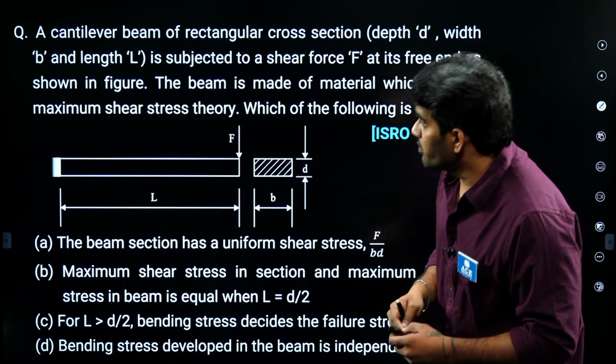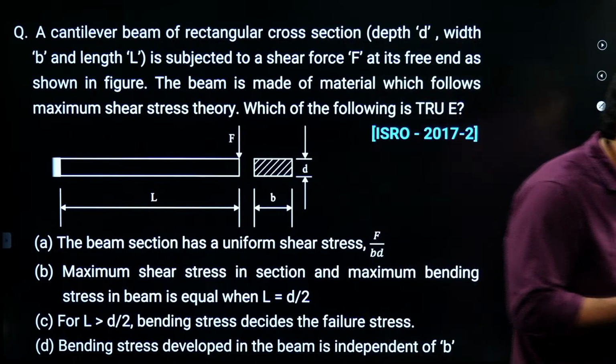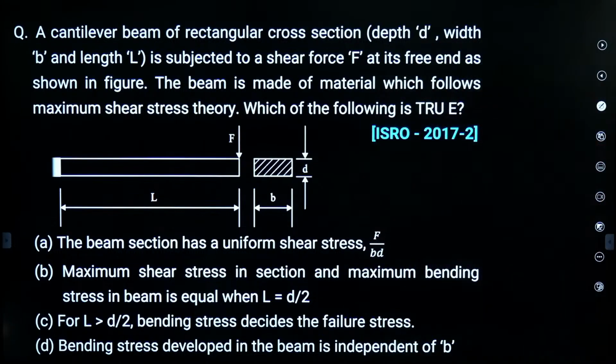Oh, this is one of the most important questions. Just read this question carefully. Here he says that there is a cantilever beam of rectangular cross section. The depth is D, the width is B and the length is L. It is subjected to a shear force at its end as shown in the figure. The beam is made of a material which follows maximum shear stress theory.